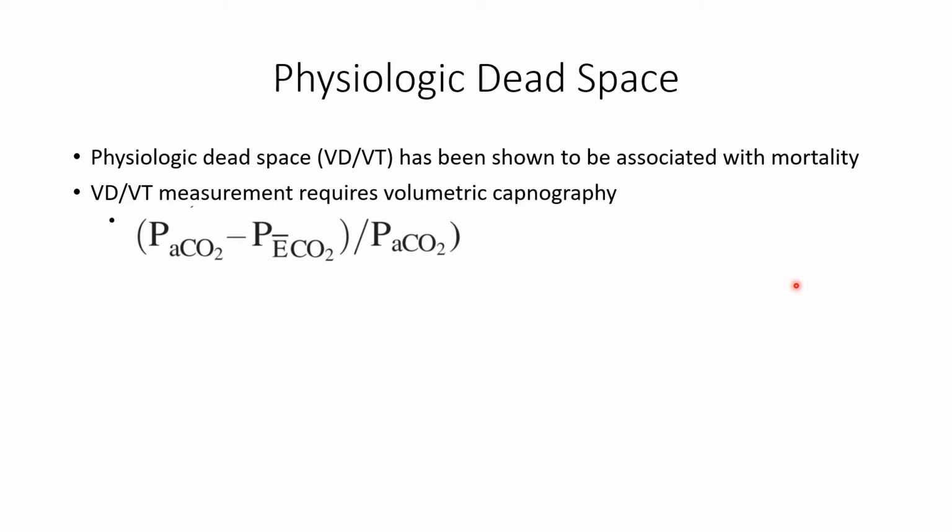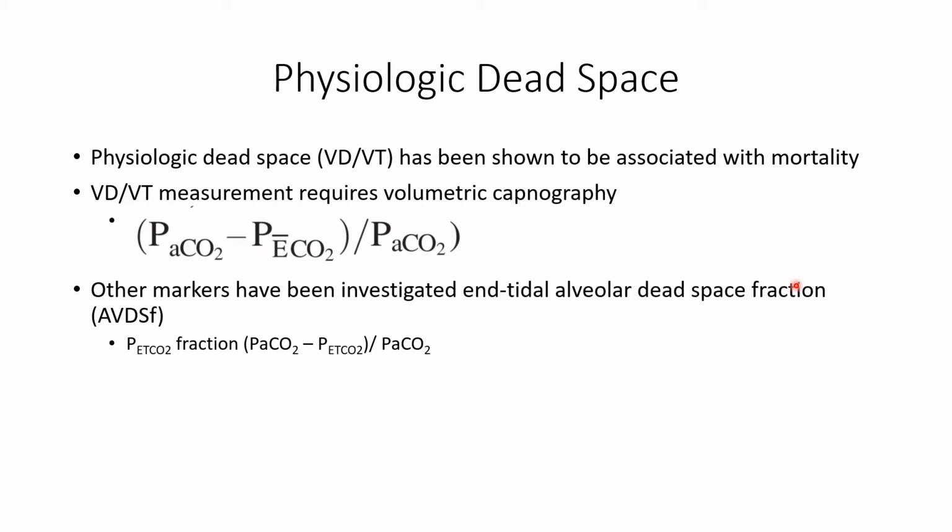This has led various investigators to try to figure out if there's an alternative method to determine physiologic dead space. One method that has been investigated is the end tidal CO2 to alveolar dead space fraction, which is AVDSF. Again, this is a similar equation, except instead of the mean expired CO2, you have the end tidal CO2 here in the equation.